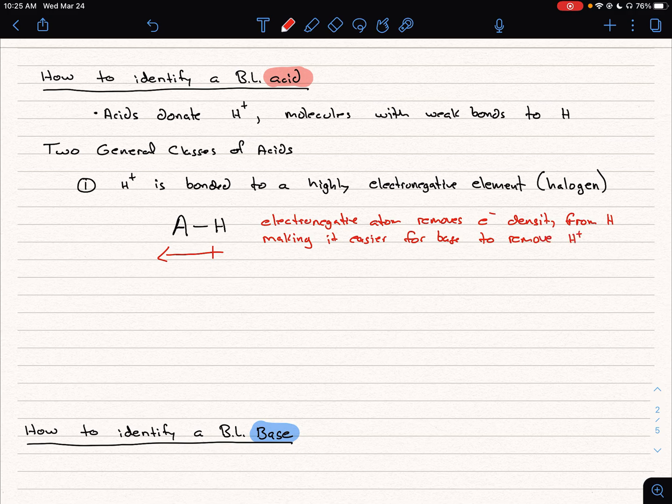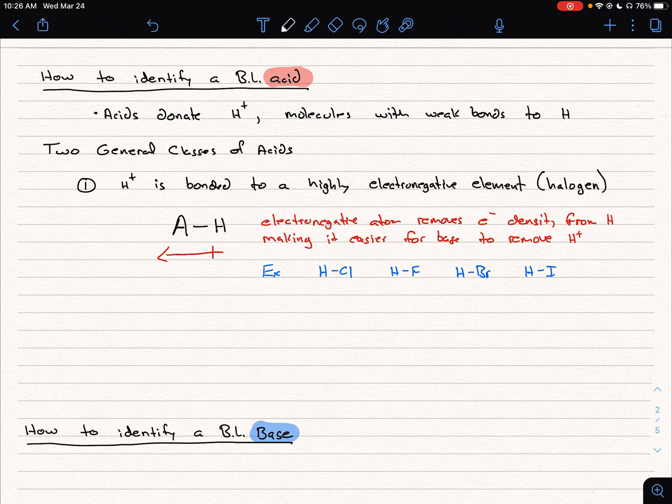Right. And some examples of this, we can look at a couple of examples. Examples are, again, it's usually the group 17 elements, so hydrochloric acid, hydrofluoric acid, hydrobromic acid, or hydroiodic acid would be good examples of these.